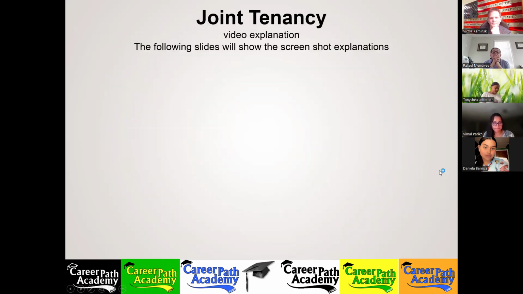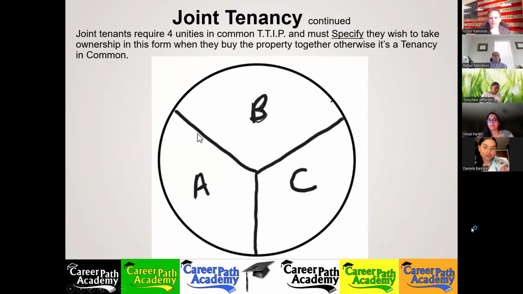Okay. So here, we have 3 owners, equal ownership shares. What form of ownership is this? Well, I didn't give you enough information. This could be a joint tenancy, but it could also be a tenancy in common, right? Because tenants in common can have equal ownership shares as well.